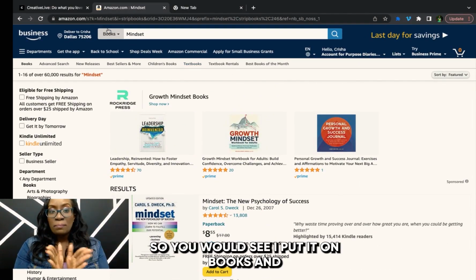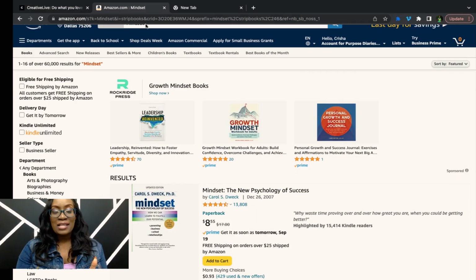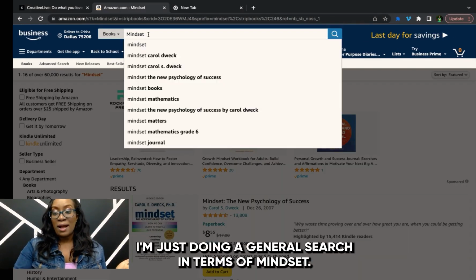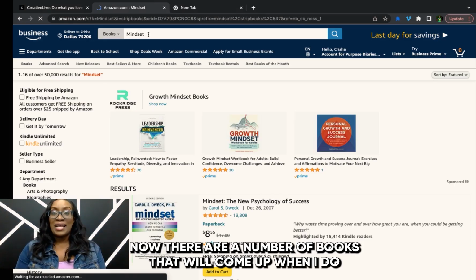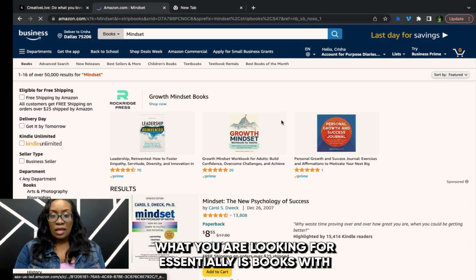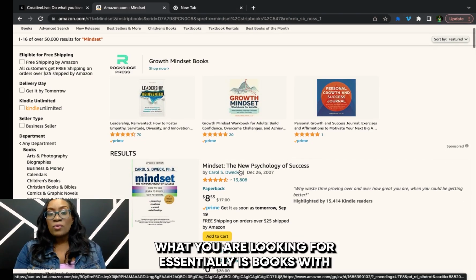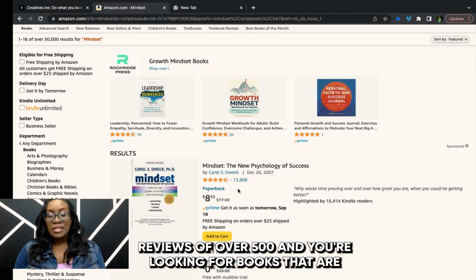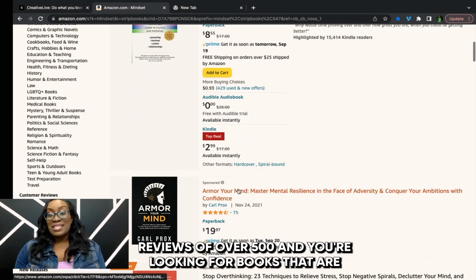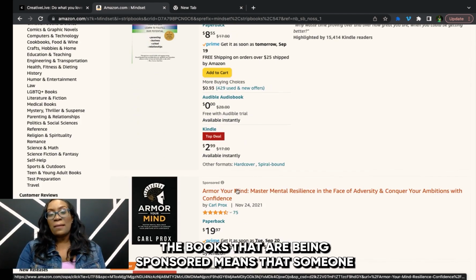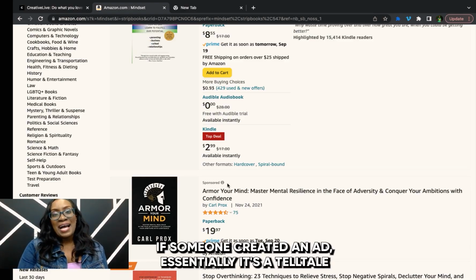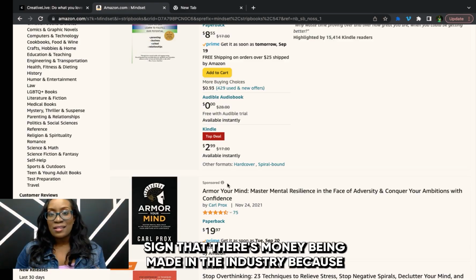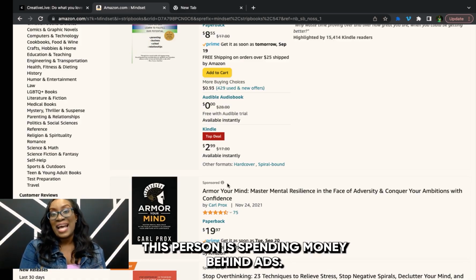So you would see I put it on books, and I'm just doing a general search in terms of mindset. Now, there are a number of books that will come up when I do this research. What you are looking for essentially is books with reviews of over 500, and you're looking for books that are being sponsored. The books that are being sponsored means that someone created an ad. If someone created an ad, essentially it's a telltale sign that there's money being made in the industry because this person is spending money behind ads.